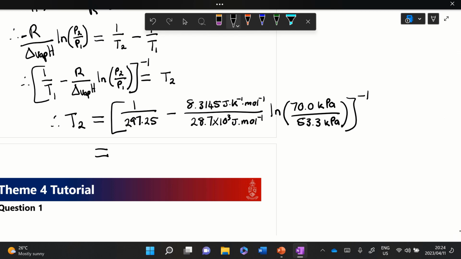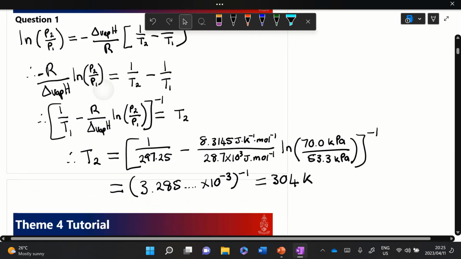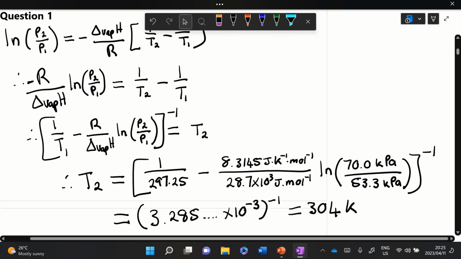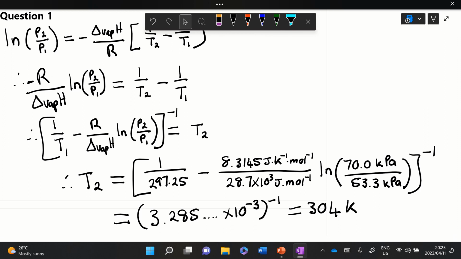This should give you an answer of 3.285 times 10 to the power negative 3 to the minus 1, and then that will give you 304, round it off again, Kelvin. Right, and I think that's the better way to do these problems, is actually to write it in terms of what you want and then just plug in all the values, because there's less chance of you making a calculation error.